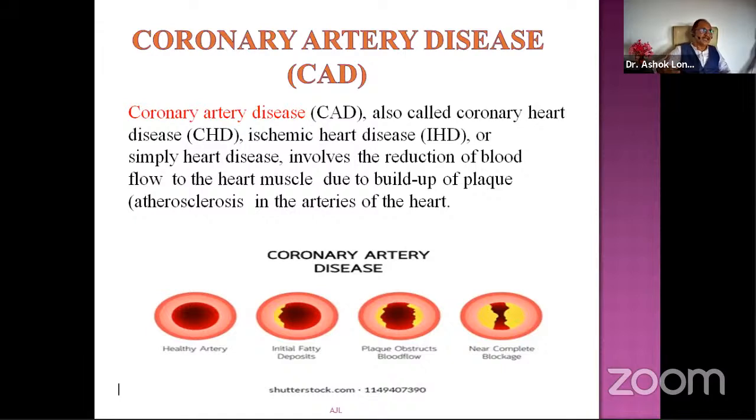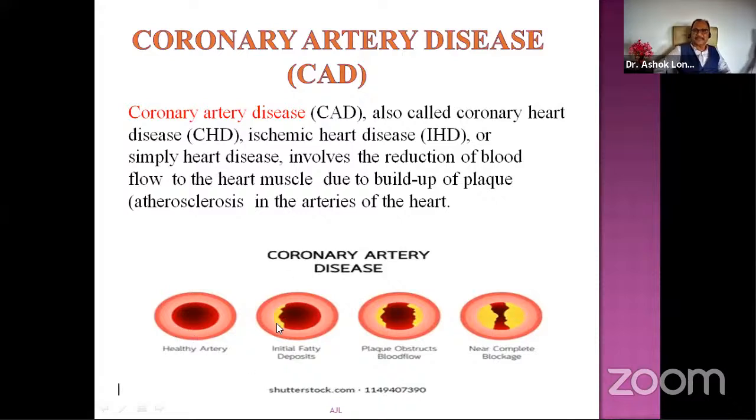We are just checking the vascular disease. This is coronary artery disease, or CAD, or CHD. This ischemic heart disease, or simply heart disease, involves the reduction of blood flow to the heart muscle due to buildup of plaque. Already I told you that is a plaque, not necessarily a blood clot. It may be fat. Okay, so this is a healthy artery.